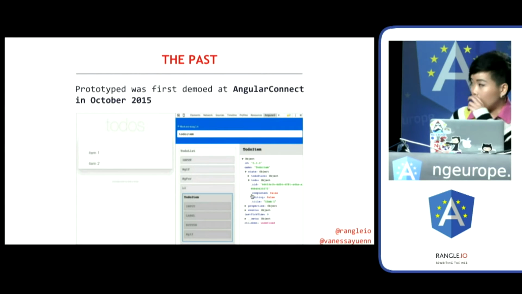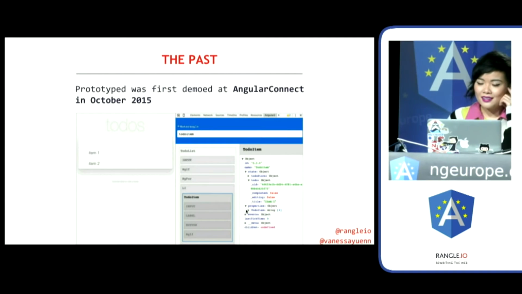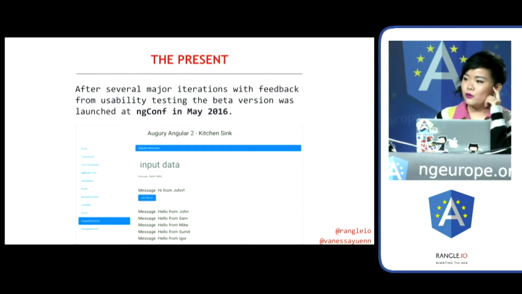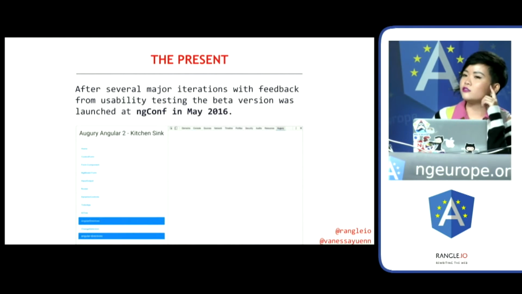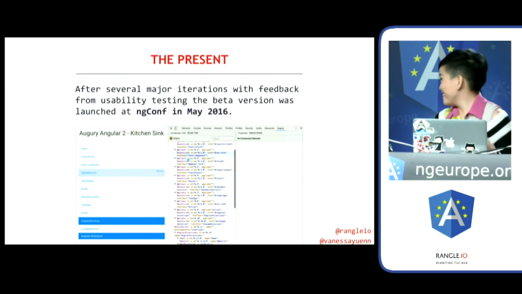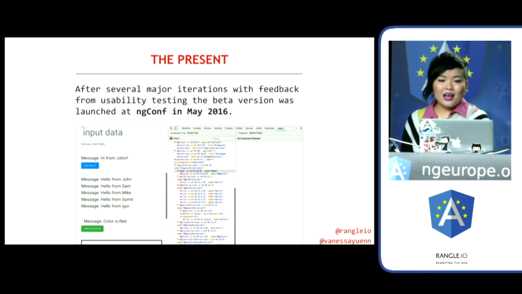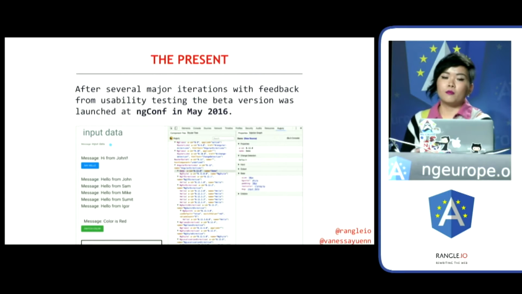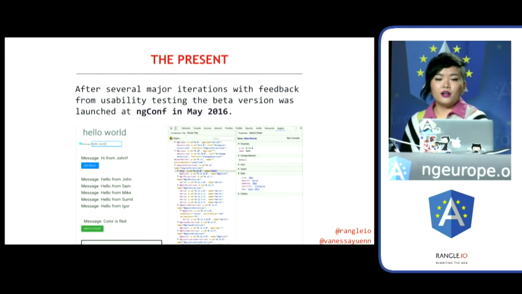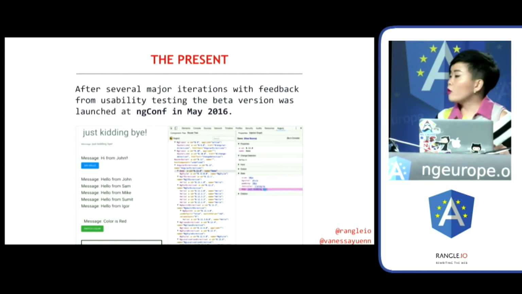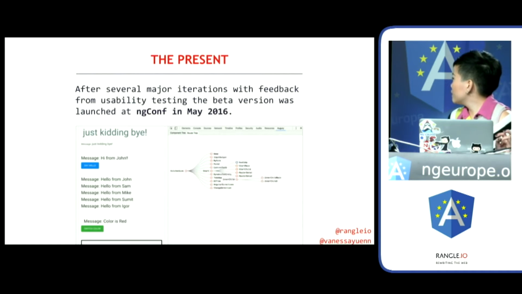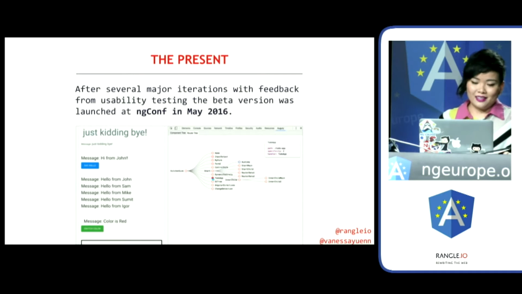That was when Angular was still in alpha, I think. And fast forward, after maybe 500 RC versions, we're here now. After we did several usability testing, and once we got the feedback, we iterated upon that, and then the beta version was born, and we launched it officially in May at NGConf a few months ago. As you can see, the UI is a lot more polished, looks way nicer, and we also added a lot of pretty neat and useful features, which you'll get to see in a little bit.